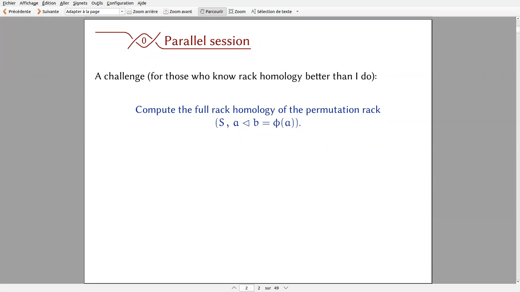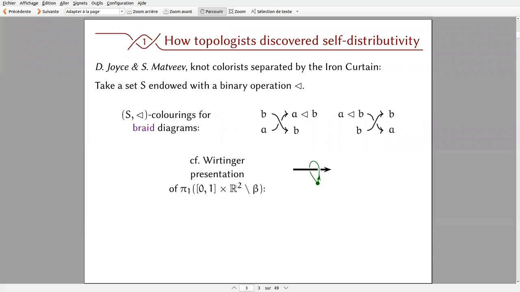So now I'm returning to those of you who are maybe less familiar with self-distributive things. So the ideas come from the following thing. Try to think of the Wirtinger representation of the fundamental group of the complement of a knot or of a braid or your favorite object. This is something you all know very well, and the only thing it uses is the conjugation operation in your group.